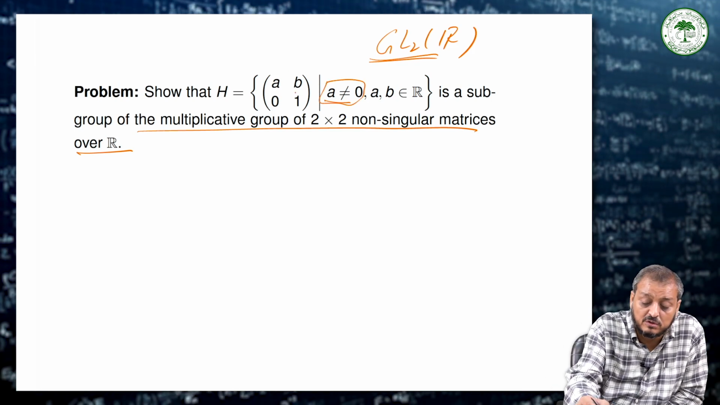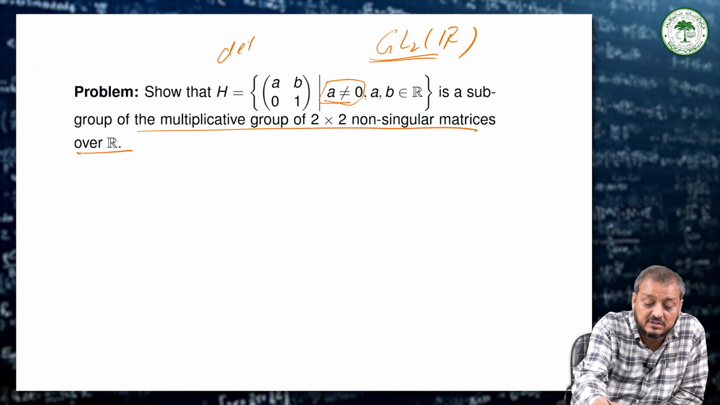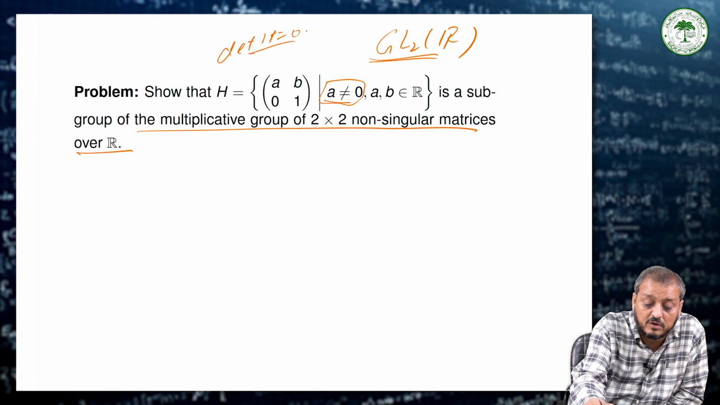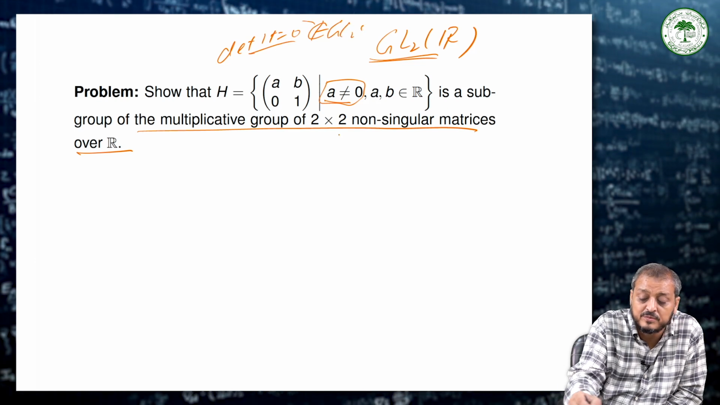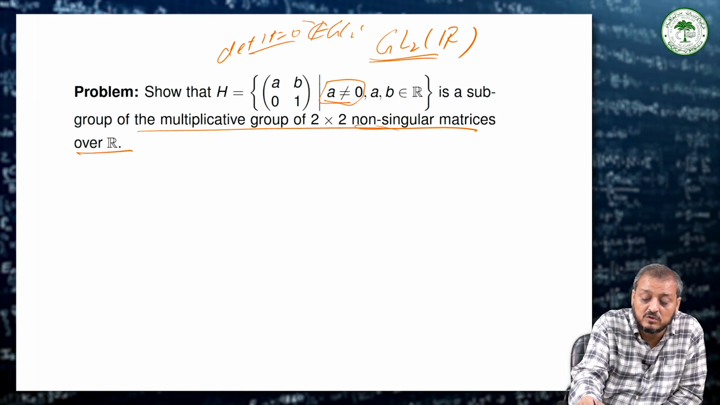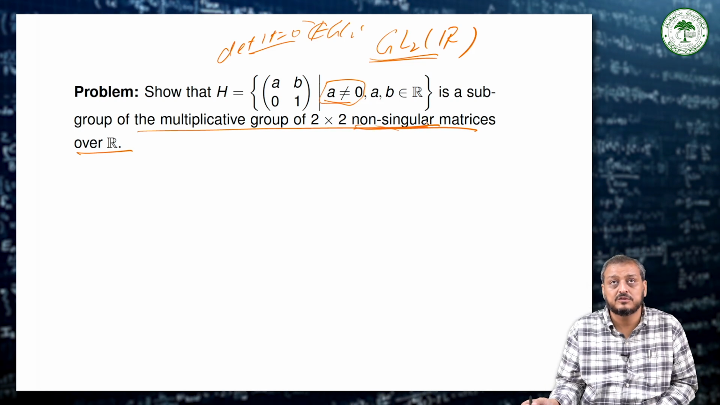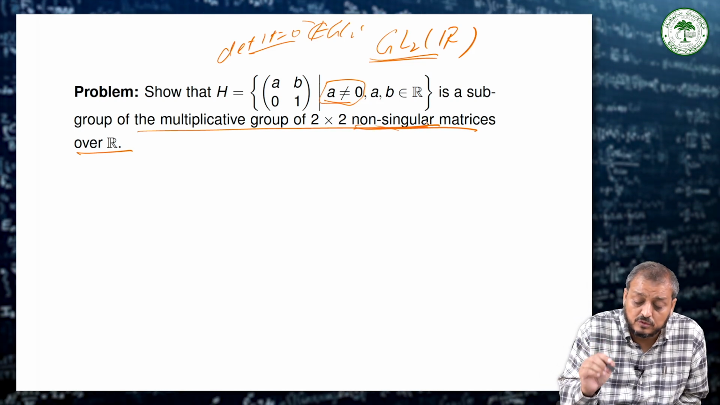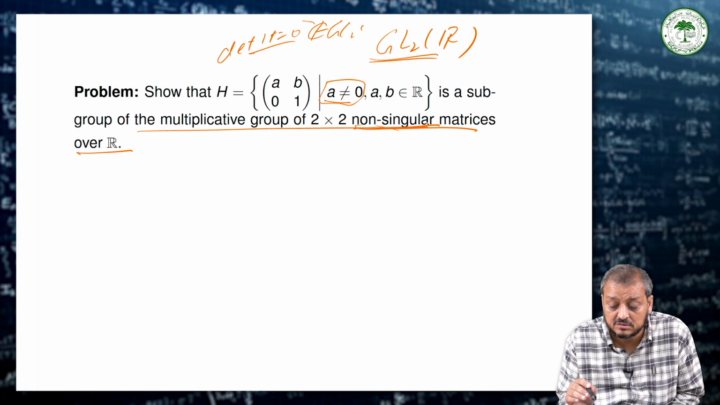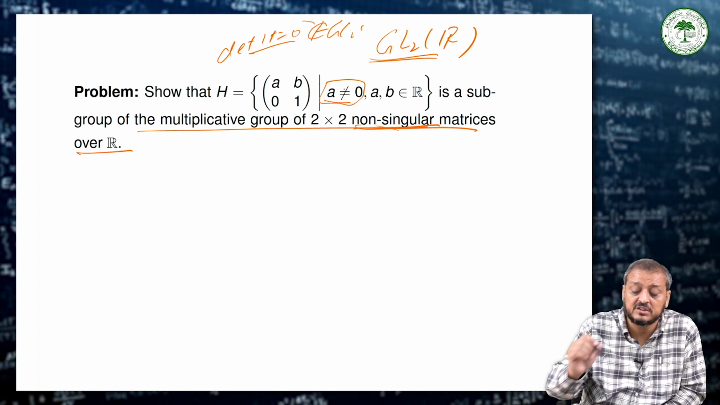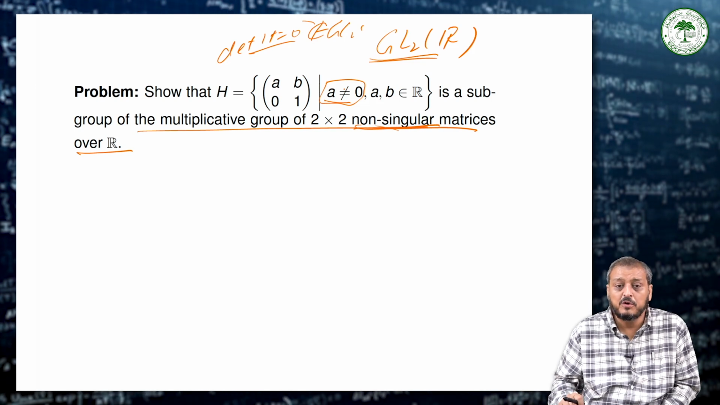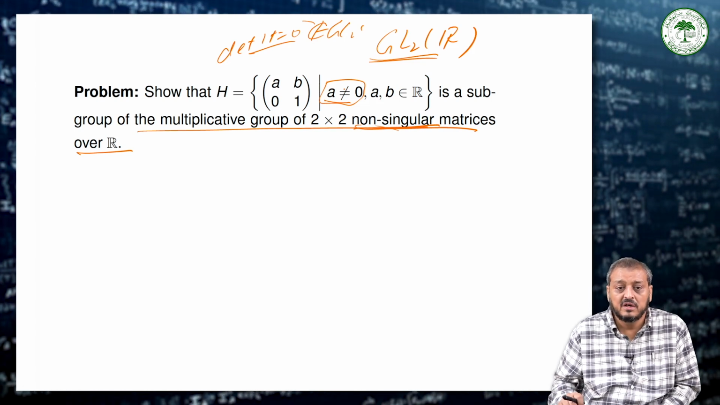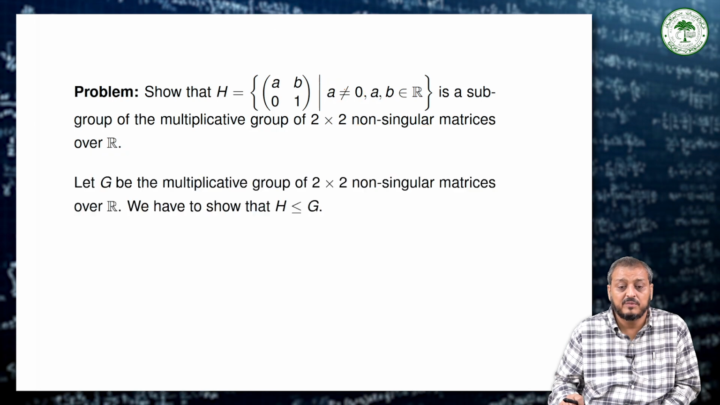Whenever A is equal to 0, the determinant of this matrix is equal to 0, and if it is 0, this does not belong to GL2R, which means the matrix is not non-singular if the determinant is equal to 0. So we choose the restriction A not equal to 0 as valid. Now we have to prove that this H is a subgroup under matrix multiplication.